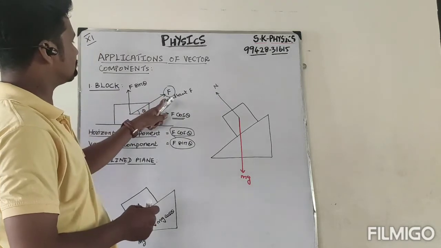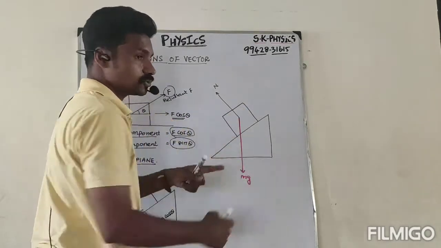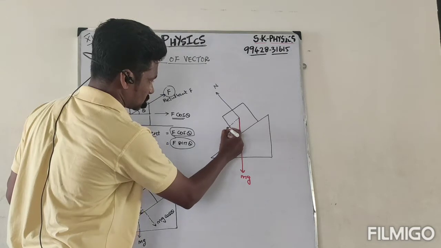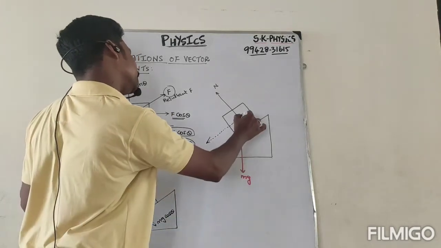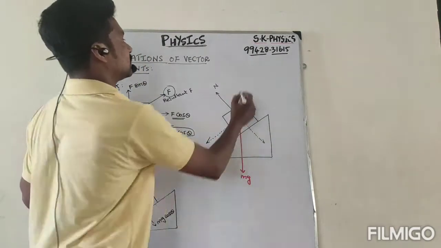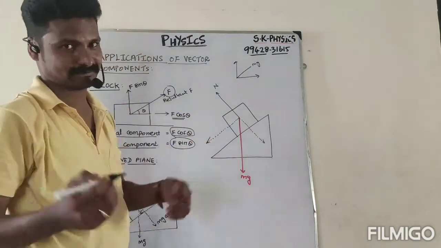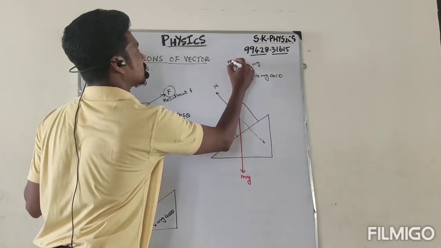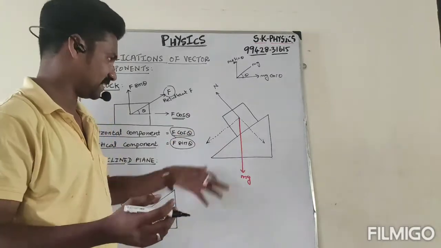So you know in this diagram, this is the resultant force, and this is resolved into two components. The first component is here, the second component is here. See that in brief. Here is mg. Suppose it is theta here, what will come? This is known as mg cos theta. This is known as mg sin theta. That's all. Instead of force here, mg is there, because of the weight.